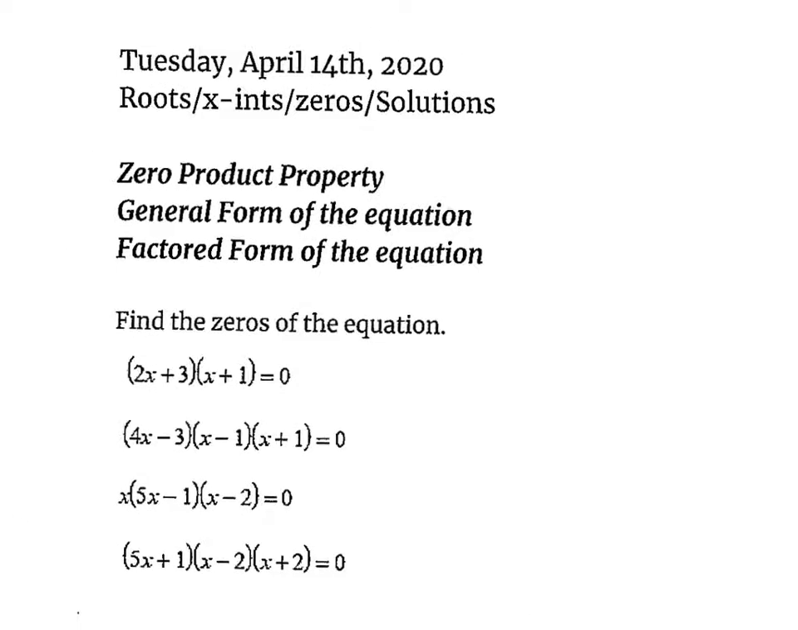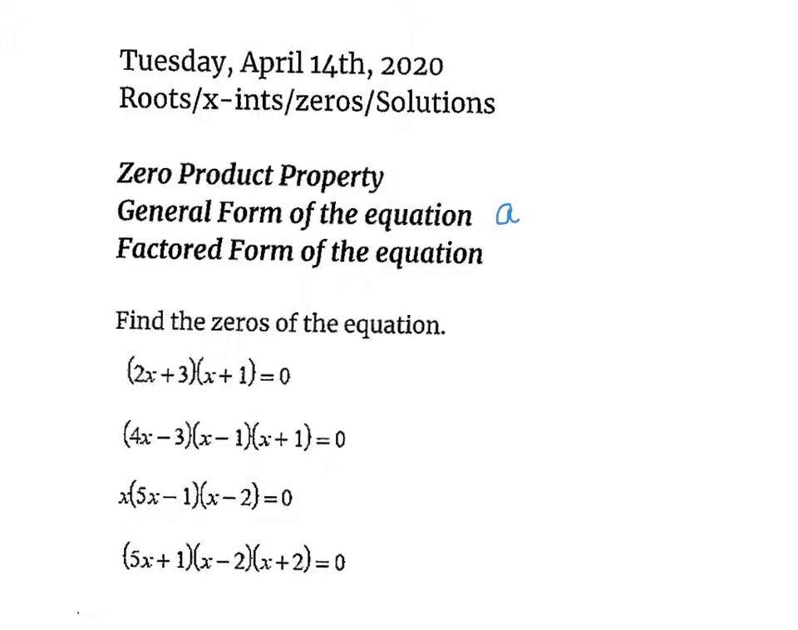Up here, zero product property. That means that if you're multiplying two things together with an answer that's zero, well, one of these two factors must be zero. The general form of an equation, we've seen that before because you use that when you're using the quadratic formula to solve.